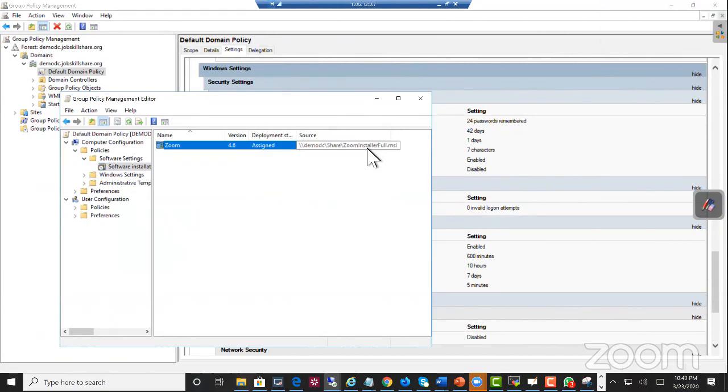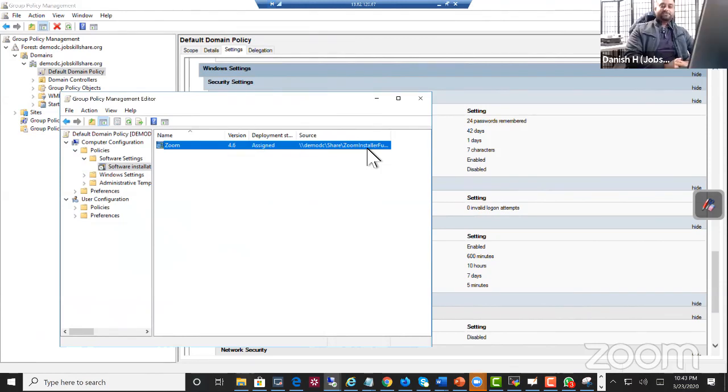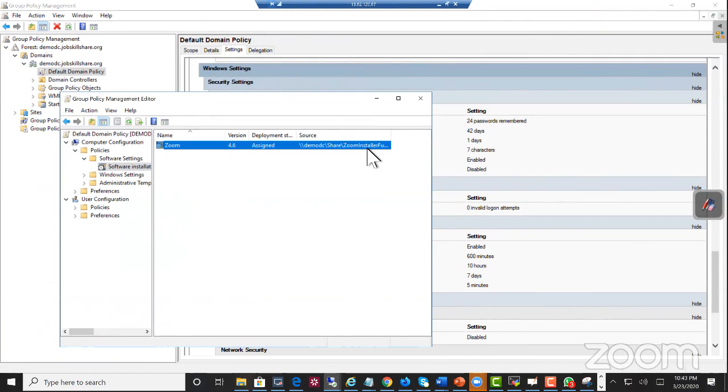Says Zoom installation file. Installation file, yeah. Zoom installation file. But in the group policy, the only problem with this stuff is that it takes only what? .msi file. Yeah. It doesn't take exe. You have to convert the exe in MSI.